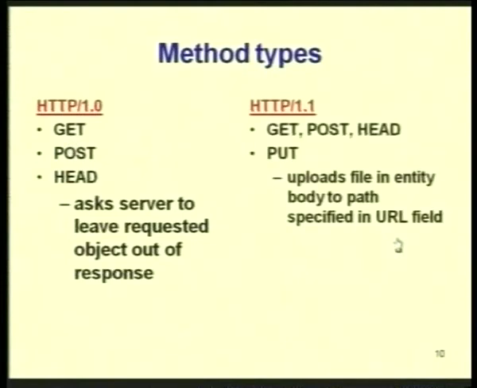HTTP 1.1, on the other hand, again has these three: get, post, head, but in addition to that it also has another method called a put method. Now, this uploads the file in the entity body to the path specified in the URL field. So, you can kind of put it in a particular location. You also have a delete method, which deletes the file specified in the URL field. So, these are additional methods supported in the HTTP 1.1 version.